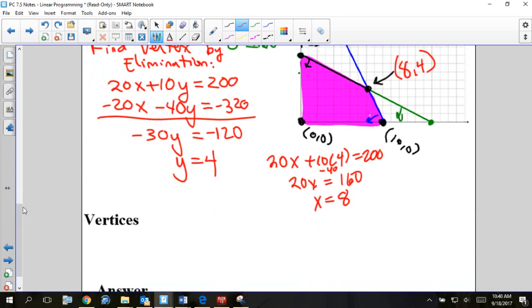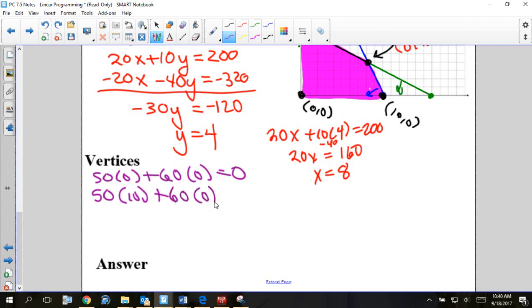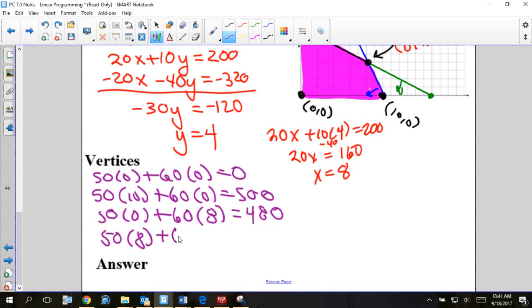So then we're going to test our vertices. You did that in your assignment. You're going to test each vertex, and we're going to plug it into the objective function, each one at a time. So we'll do 50 times 0 plus 60 times 0. That's 0. 50 times 10 plus 60 times 0 is 500. 50 times 0 plus 60 times 8 is 480. And 50 times 8 plus 60 times 4 is 640.